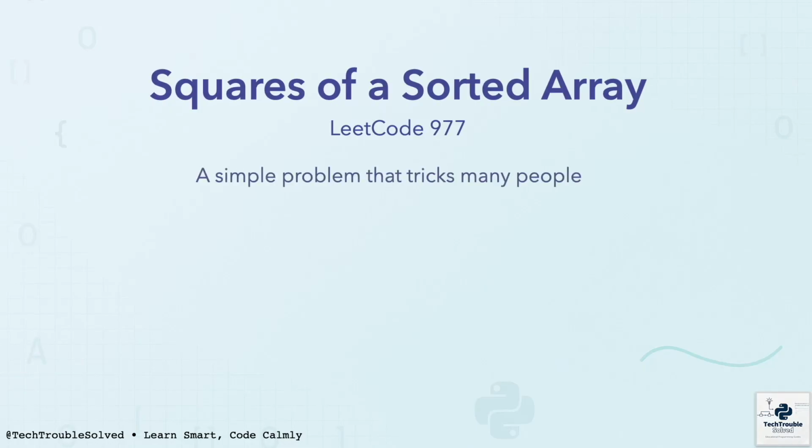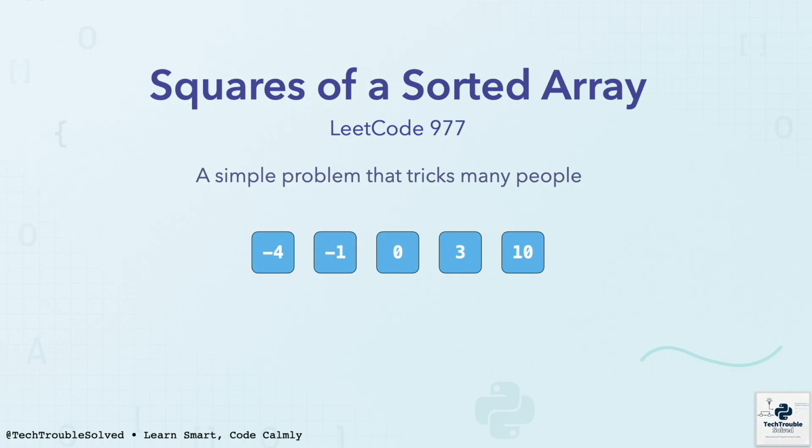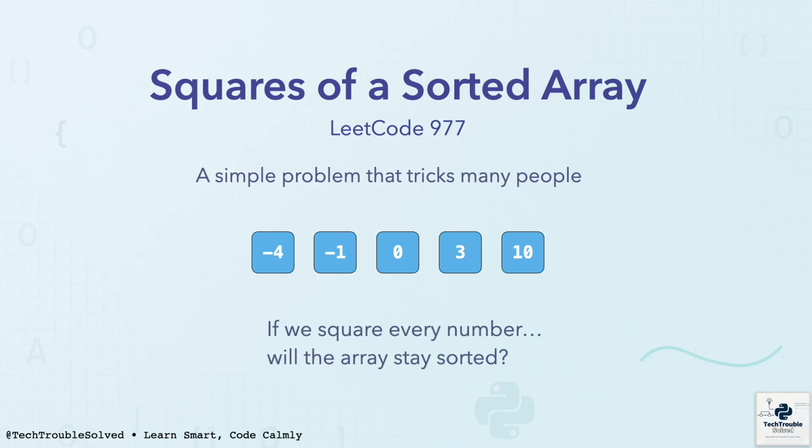Hey everyone, in this video we will solve the problem squares of a sorted array. You are given a sorted array that may contain negative numbers. Your task is to return a new array containing the squares of each number, also sorted. This looks simple at first, but there is a small twist. If we square every number, will the array still stay sorted? Let's think.